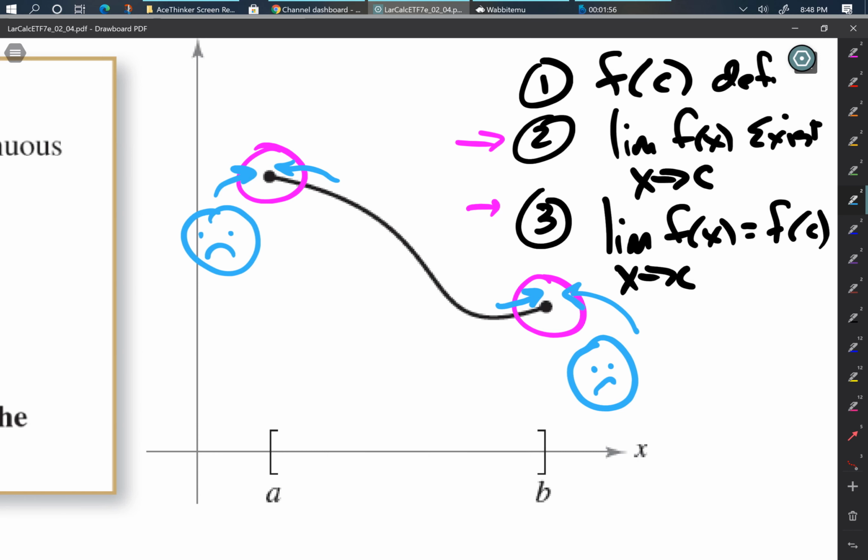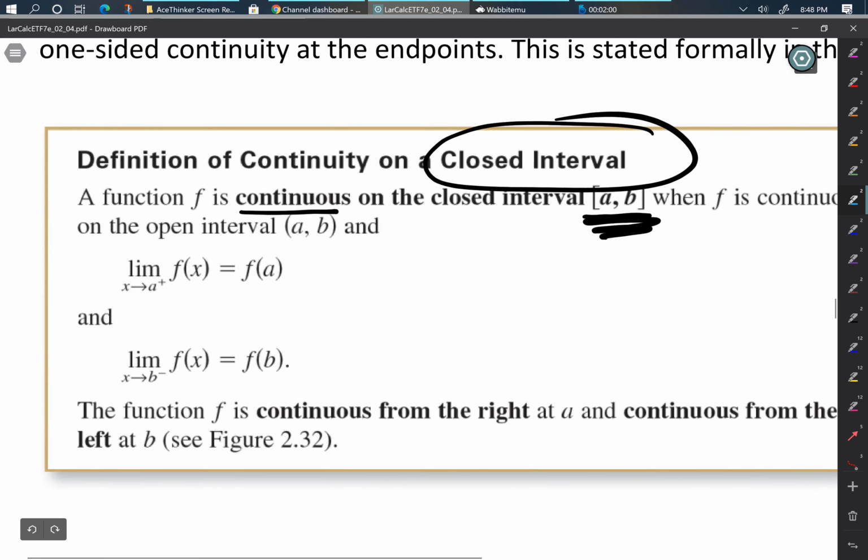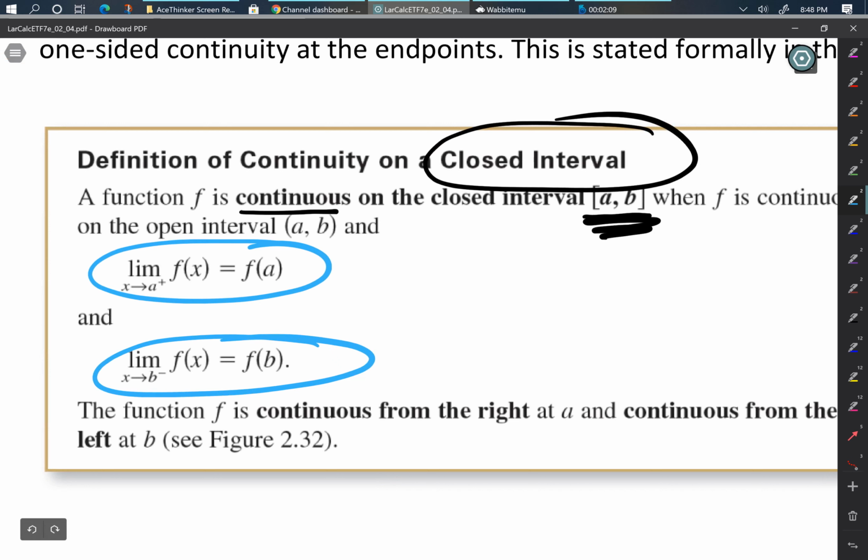So what we're going to do is extend the definition of continuity to say, hey, if you happen to have a closed interval and the proper one-sided limits work, that is, the right-hand limit at the left edge and the left-hand limit at the right edge work, then we'll say that that function is continuous on that closed interval.